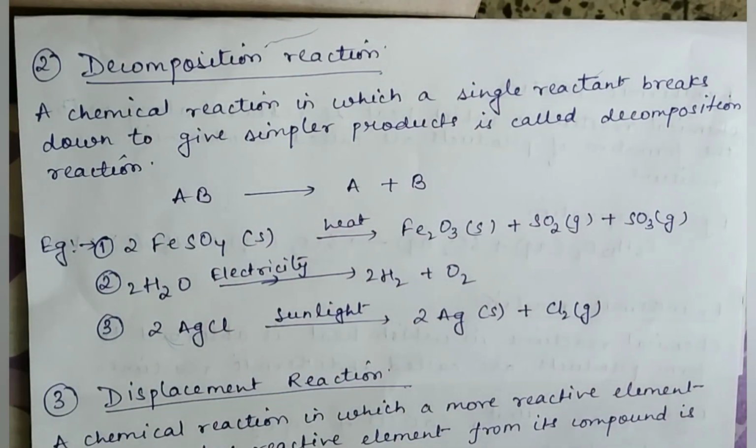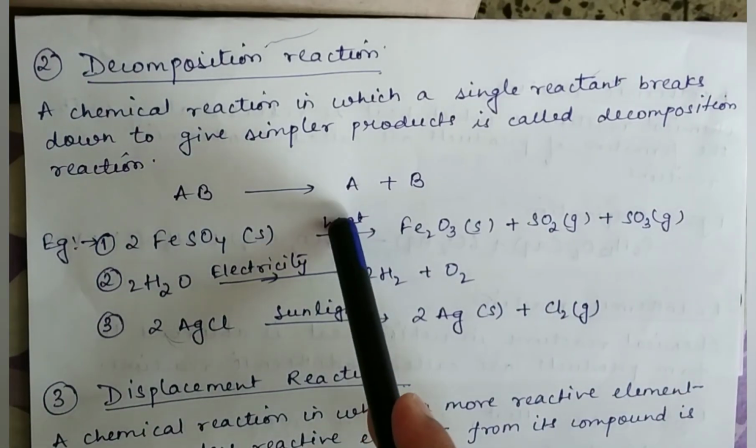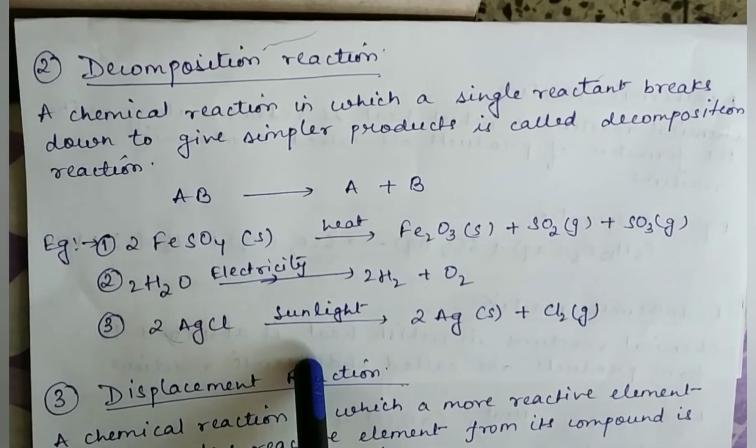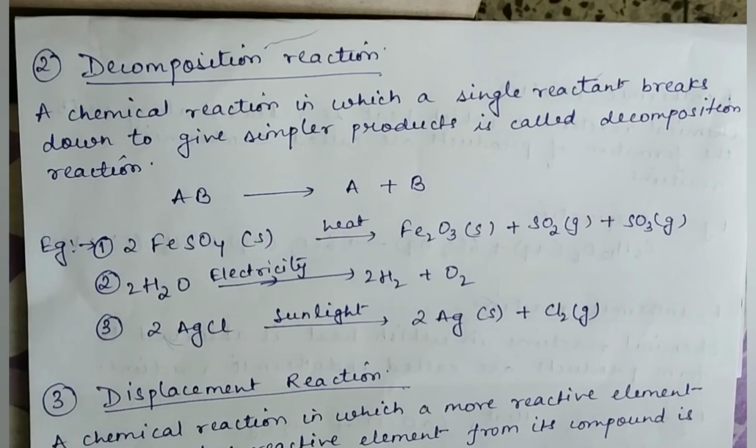So you can see that for a decomposition reaction to take place, we always need some energy to break down the reactants into products. This energy can be in the form of heat, electricity or sunlight, but always some amount of energy in any of these forms is required for a decomposition reaction to take place, that is, for the reactants to break up into the products.